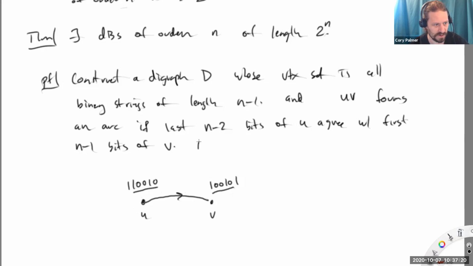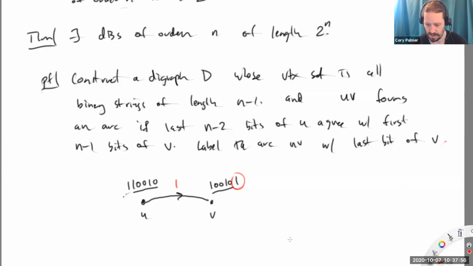And then I also want to label the arc UV with the last bit of V. So in some sense, the difference between U and V, although there's two options, I could pick this bit or I could pick this bit. I pick this bit. I put that on the edge there. In a sense, that's what was added to U to get V, although I also removed something, because they're the same length. Okay, so this is my digraph.